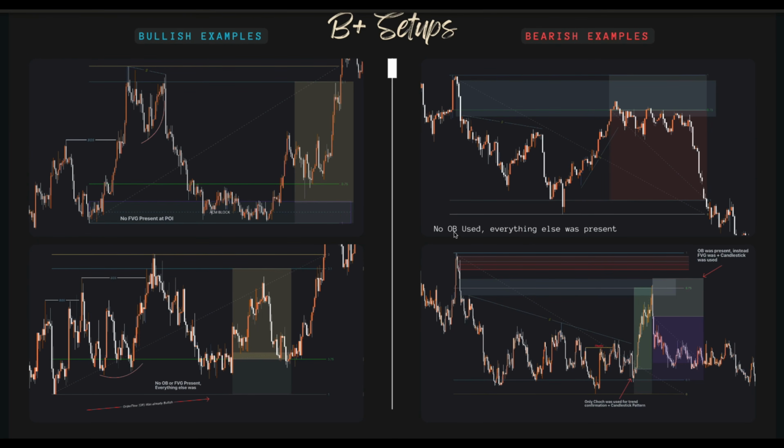Okay, here, no order block used, but everything else was present. I used the fair value gap. I entered off of the 0.75. Bam, take profit hit.